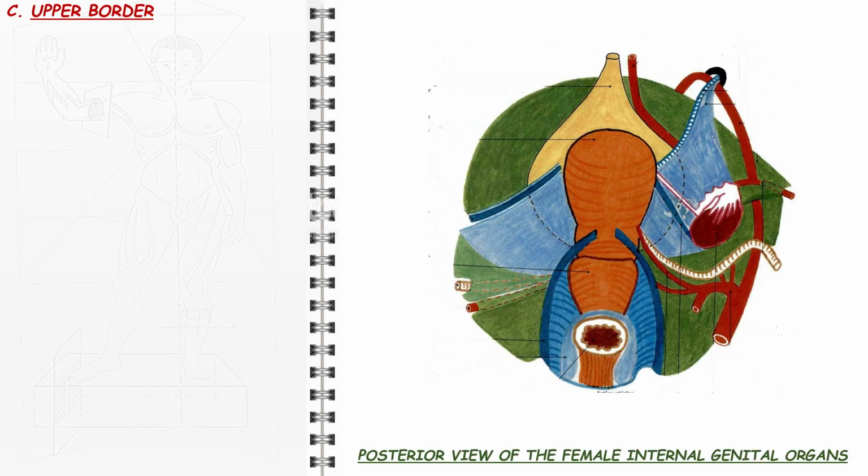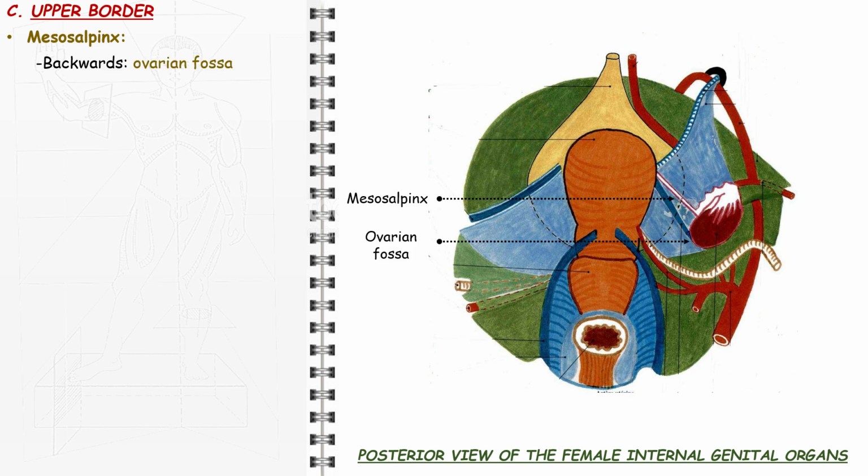The upper border contains the mesosalpinx. The latter folds back with the uterine tube and hides the ovarian fossa. It contains the infratubal and infraovarian arterial circles, lymphatics, nerves and embryonic remnants, mainly the epiphoron and paroophoron.